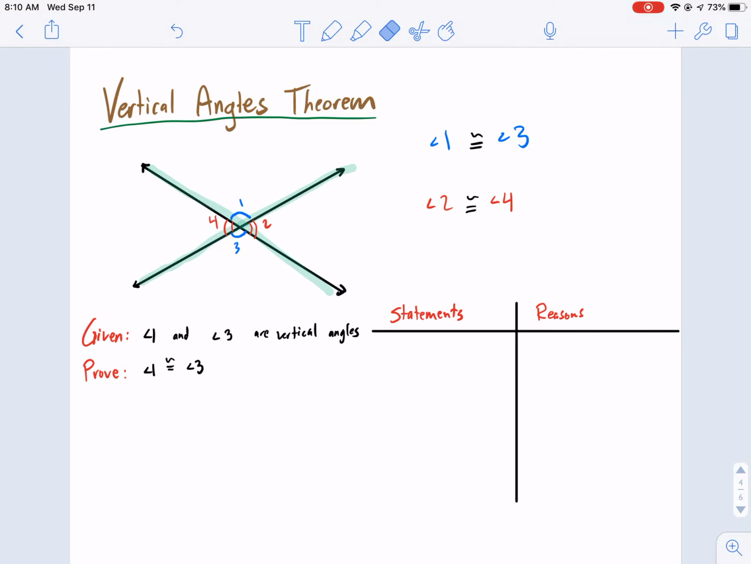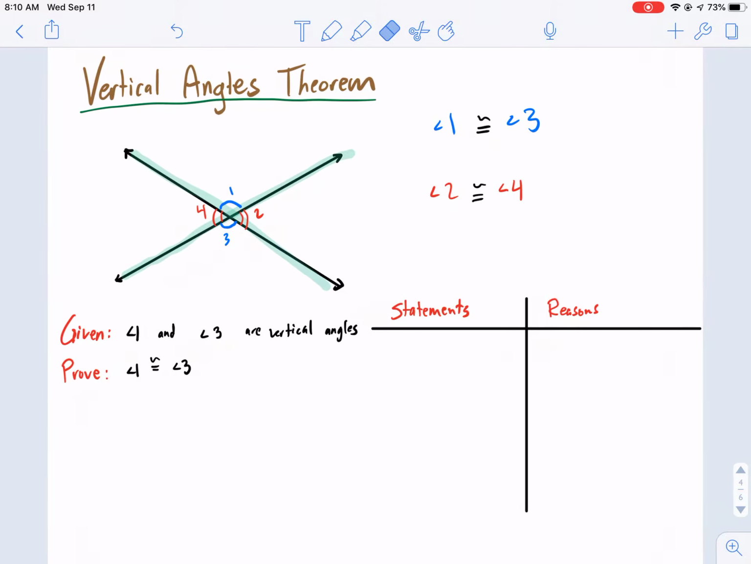Hello, honors students. Here we have the vertical angles theorem, and here I'm going to prove it. If we follow along with this proof, it's going to, number one, strengthen your understanding of vertical angles, and number two, strengthen your understanding of a two-column proof.